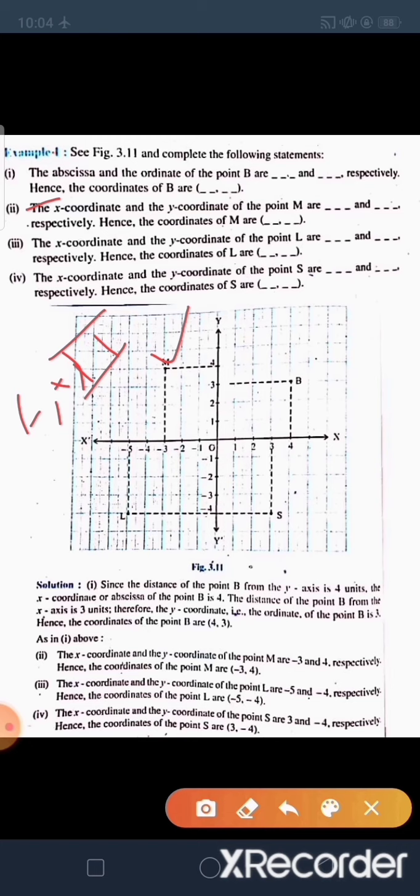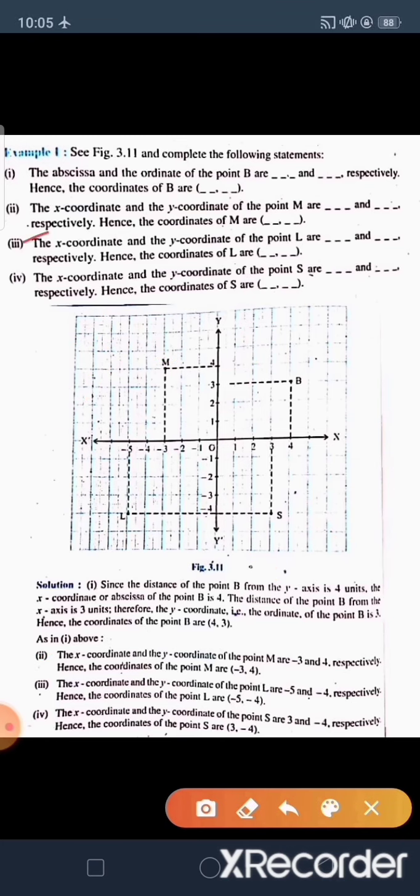So in the solution we say the x coordinate and y coordinate of the point. For the x coordinate, from point M we get the distance on the x axis as -3. So we write the abscissa is -3, and the ordinate: point M on the y axis is at distance 4. So the ordinate is 4. Then we say the coordinates of M are -3 and 4. Similarly we solve the rest of the questions.